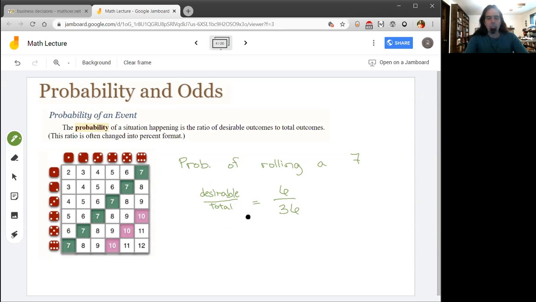We often take probabilities and turn them into percents. So 1/6 is one that hopefully you've memorized. You could round it, it doesn't really matter.